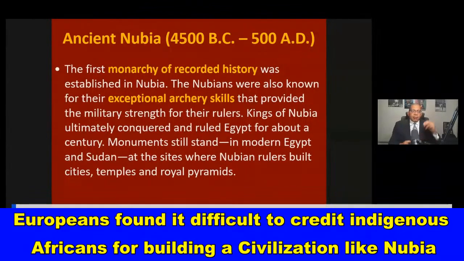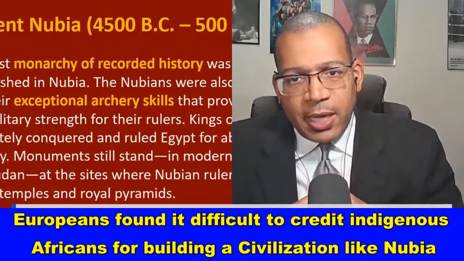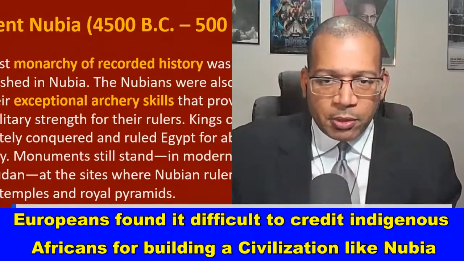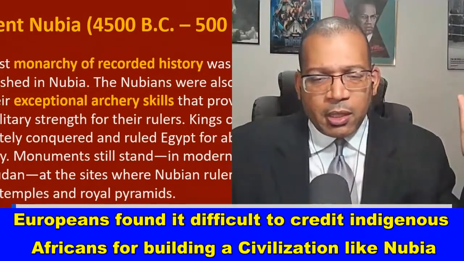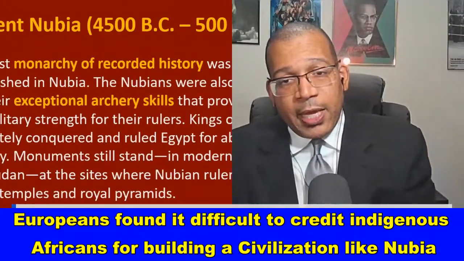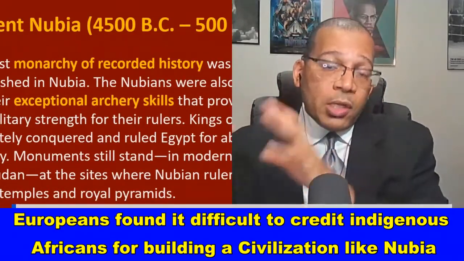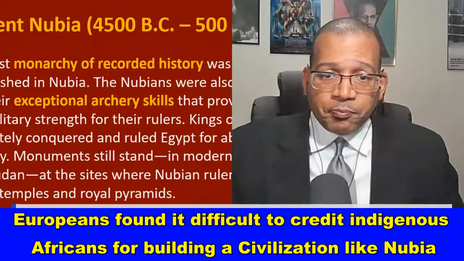Monuments still stand in modern Egypt and Sudan at the sites where Nubian rulers built cities, temples, and royal pyramids. Now, also, when we look at the Sudan today, there are twice as many pyramids in the Sudan as there are in Egypt. There are over 200 pyramids in the Sudan, because the Sudan, Nubia, was the mother of ancient Kemet.